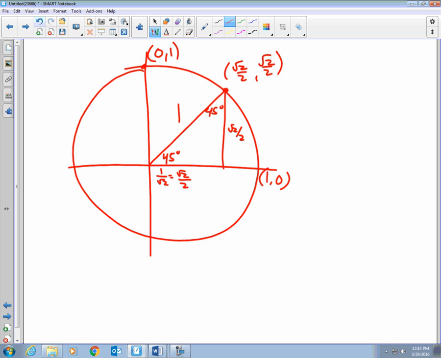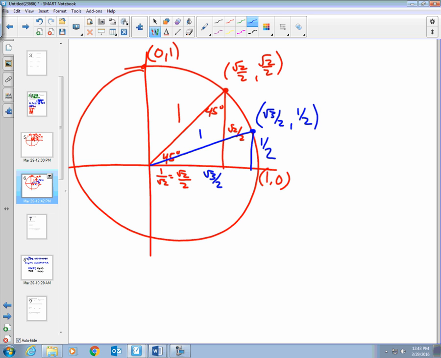Sine is the y value, cosine is the x value, and tangent is y over x. If you want to do the 30-degree one, that's 1, that's half, and you multiply this by the root of 3 to get the root of 3 over 2. So that coordinate is the root of 3 over 2, 1 half. Cosine is the x, sine is the y, tangent is y over x. You do the same thing to get the 60-degree angle.